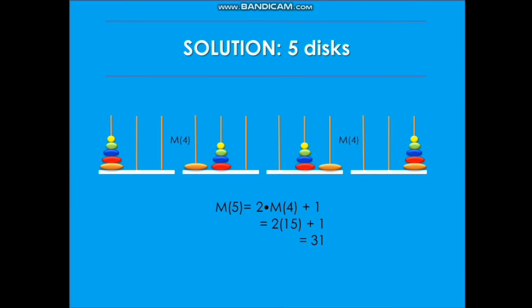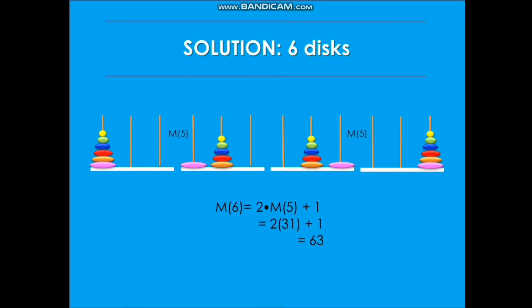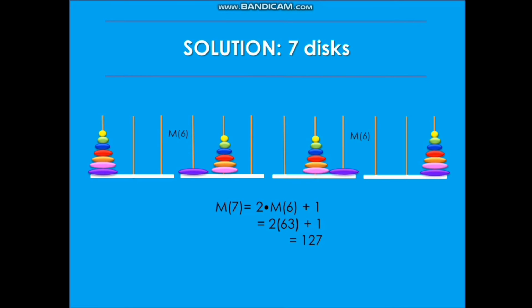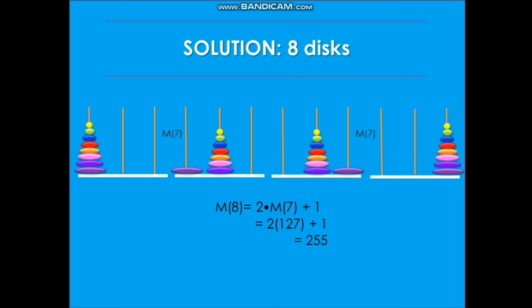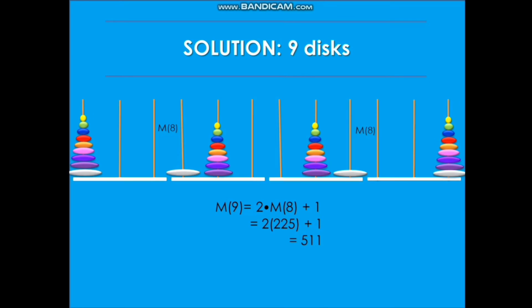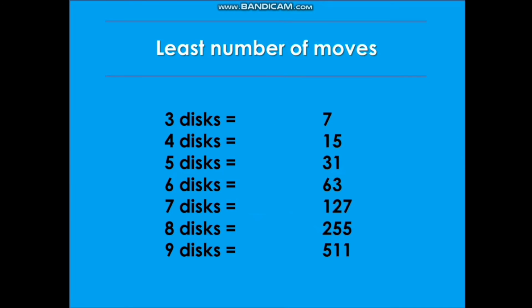So for this part, i-continue lang natin yung pagkuha ng least number of moves using our recursive formula. For n is equal to 5, we have 2 times m of 4, which is 15, plus 1 is equal to 31. Next, for n is equal to 6, we have 63 moves. For n is equal to 7, we have 127 moves. For n is equal to 8, we have 255 moves. And lastly, for n is equal to 9, we have 511 moves. So, ito yung summary of moves natin.